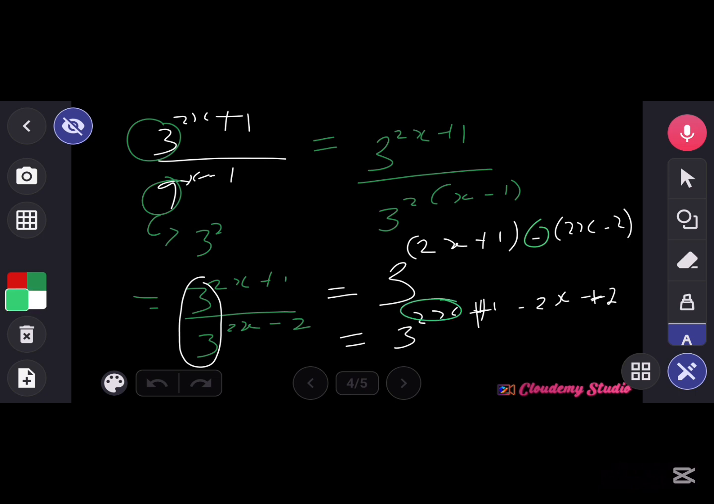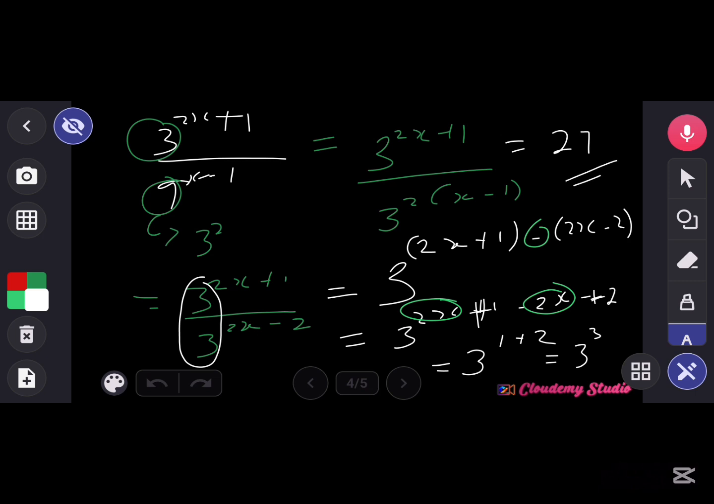Now look at it. We have plus 2x here, we have minus 2x here, and those equal 0. Therefore, we are going to be having 3 raised power 1 plus 2, which gives us 3 raised power 3. So our answer is 3 raised power 3, which equals 27. So our answer is 27.